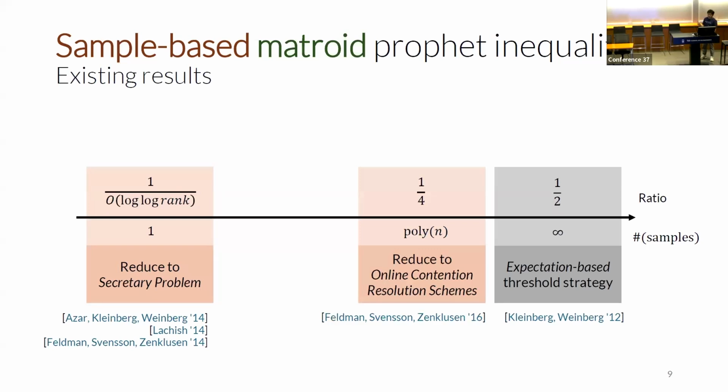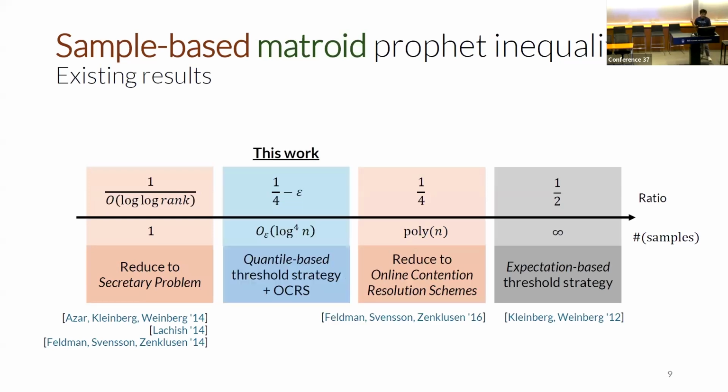There's one thing in the middle that we know: via so-called online contention resolution schemes, we can achieve a competitive ratio of 1/4 using polynomially many samples. And our result says that we only need to use polylogarithmically many samples to achieve a similar guarantee. Our method is based on a quantile-based threshold strategy plus OCRS.